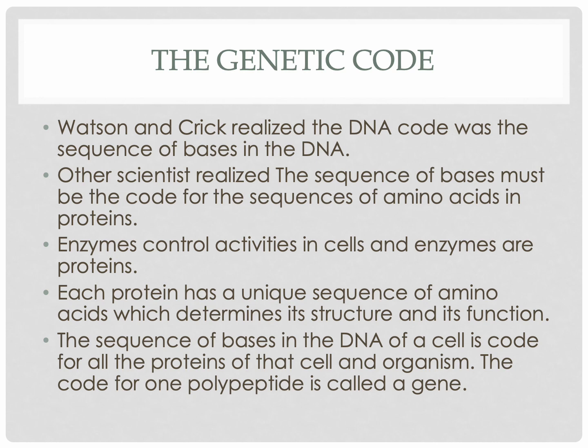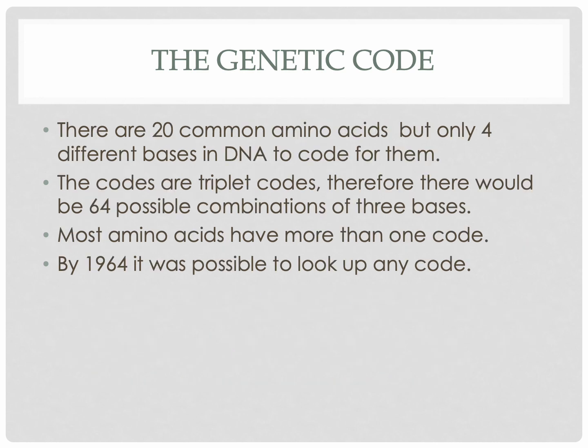The code for one polypeptide is called a gene. There are 20 amino acids, but only 4 different bases in DNA to code for them. The codes are triplet codes, therefore there would be 64 possible combinations of 3 bases. Most amino acids have more than one code. By 1964, it was possible to look up any code.